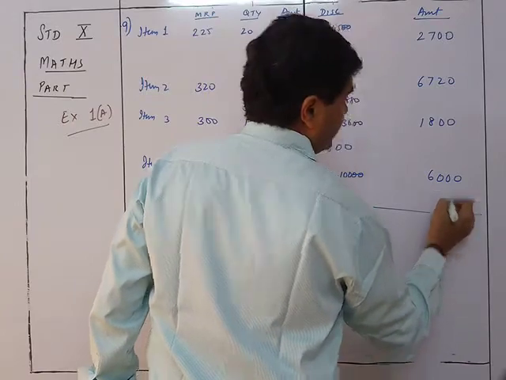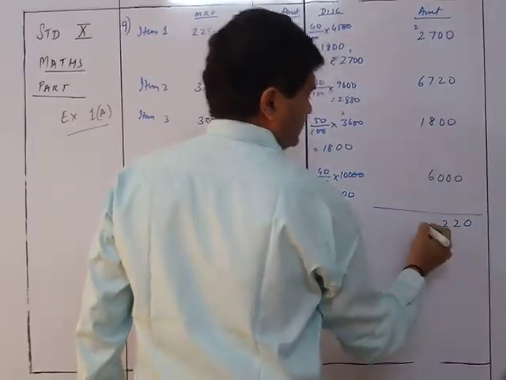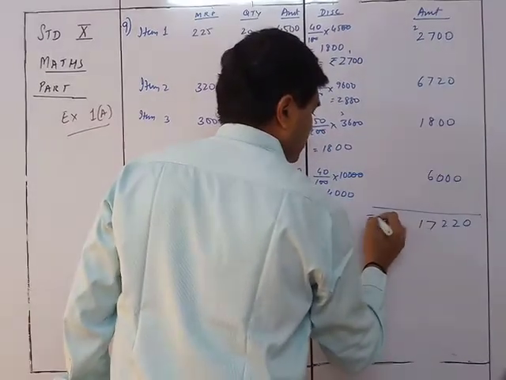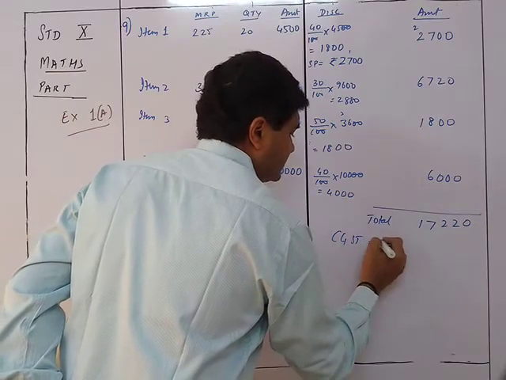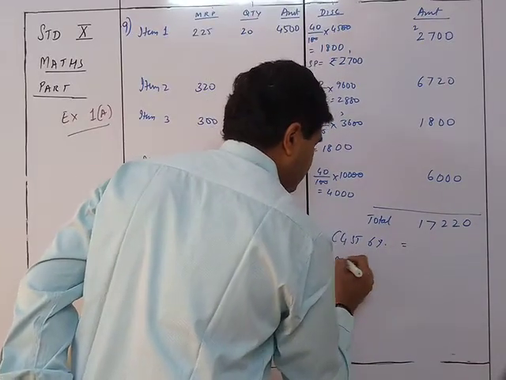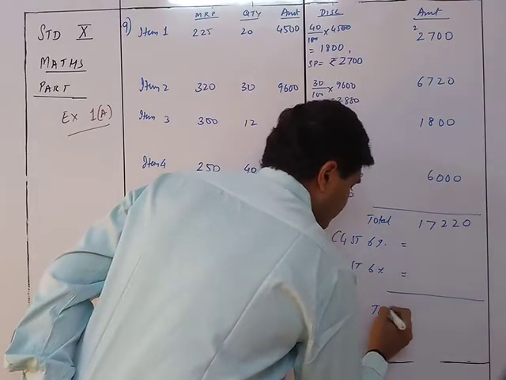15 plus 7 is 22. And then we got 10, 11 and 6 is 17. So this is the total. So therefore, CGST 6% and SGST 6% and then the total. This is what we require now.